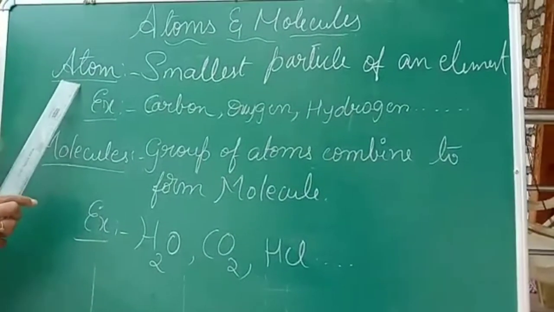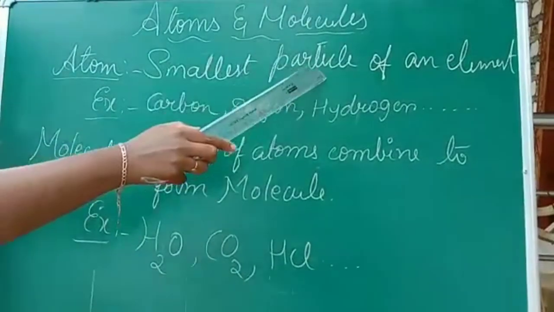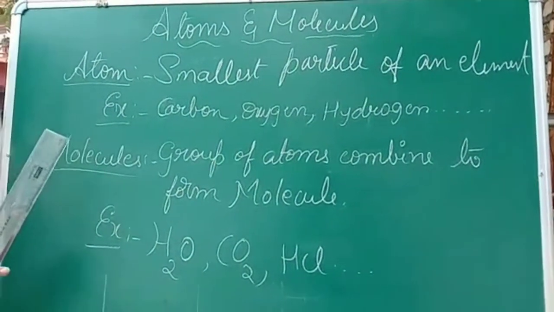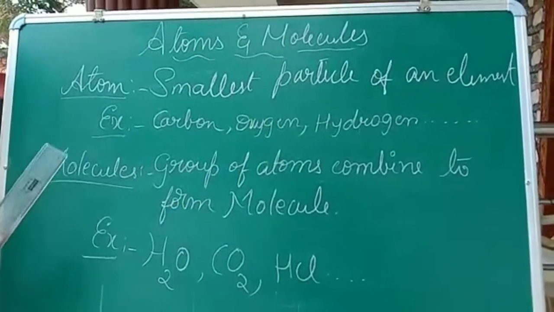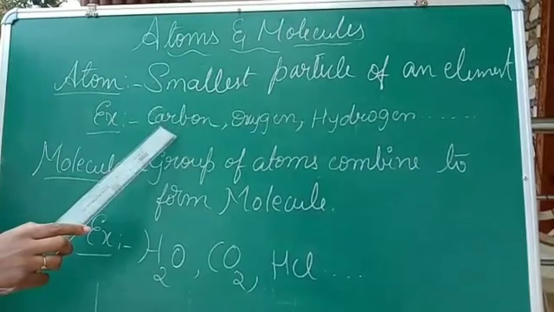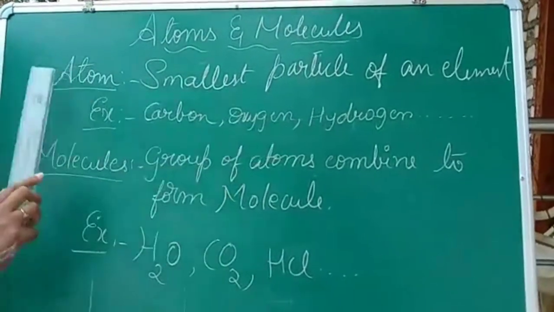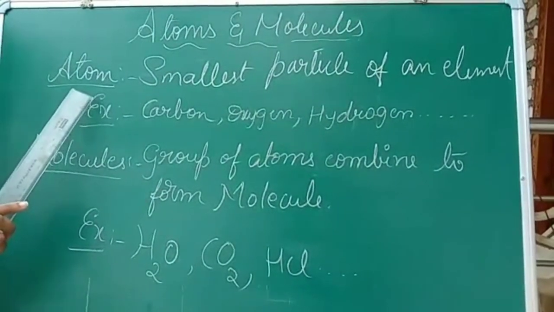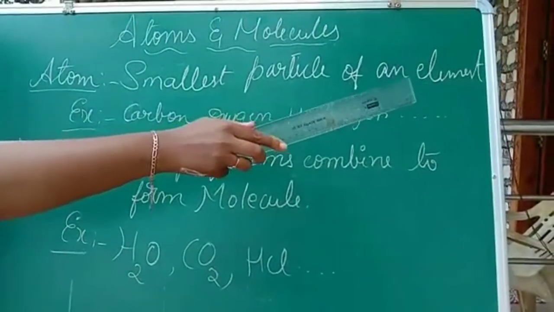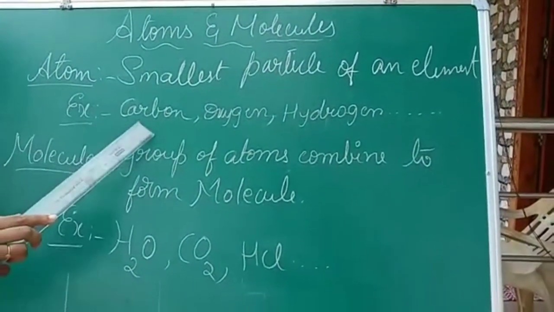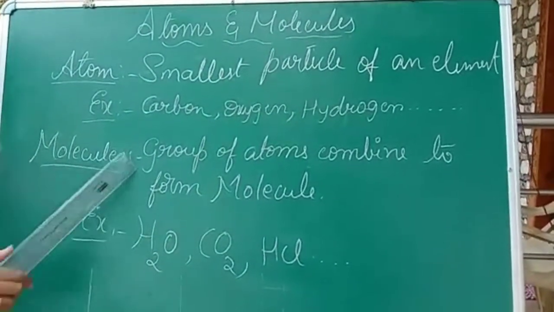First of all, what is an atom? An atom is nothing but the smallest particle of an element. Some examples of atoms that we usually use are carbon, oxygen, and hydrogen. I repeat, what is an atom? An atom is the smallest particle of an element, and some examples of atoms are carbon, oxygen, as well as hydrogen.